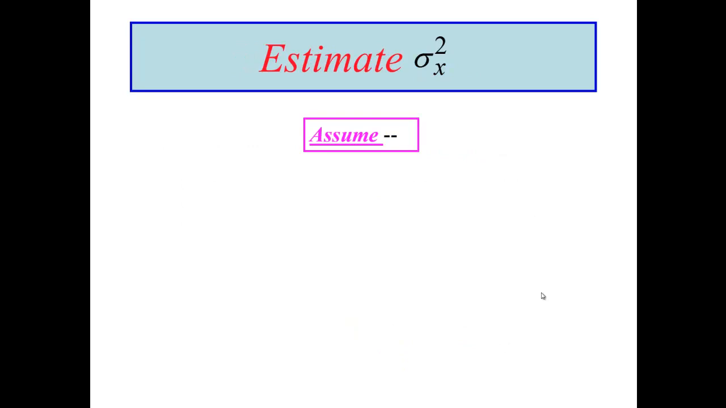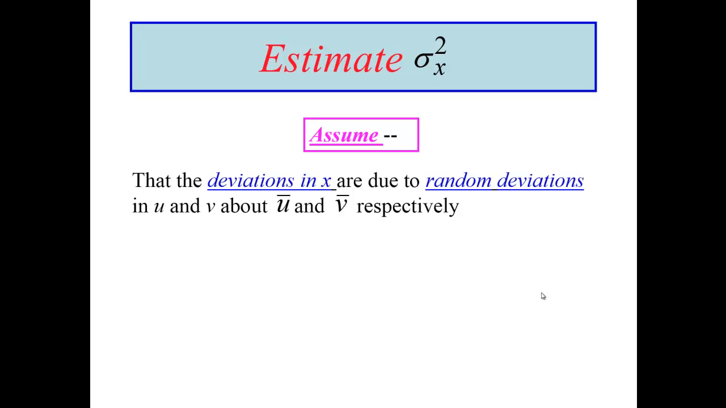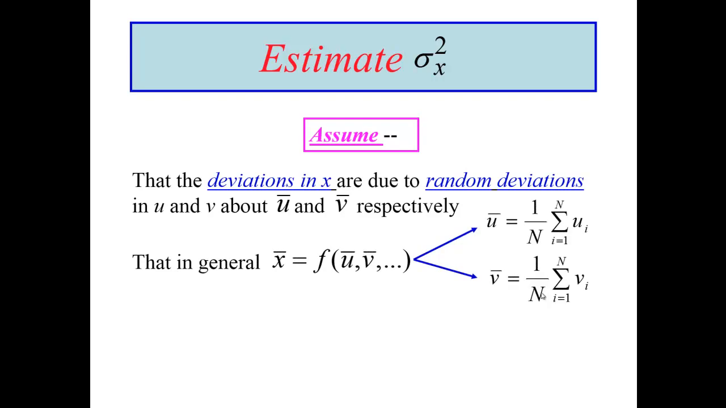We're going to make three assumptions as we use that definition to come up with an estimate for sigma x squared. First, we assume that the deviations in x are due to random deviations in u and v about their mean values. Secondly, we assume that if you do the measurements of u and v and come up with mean values for u and v from your n measurements, then the mean value of x is given by the function which contains u and v.